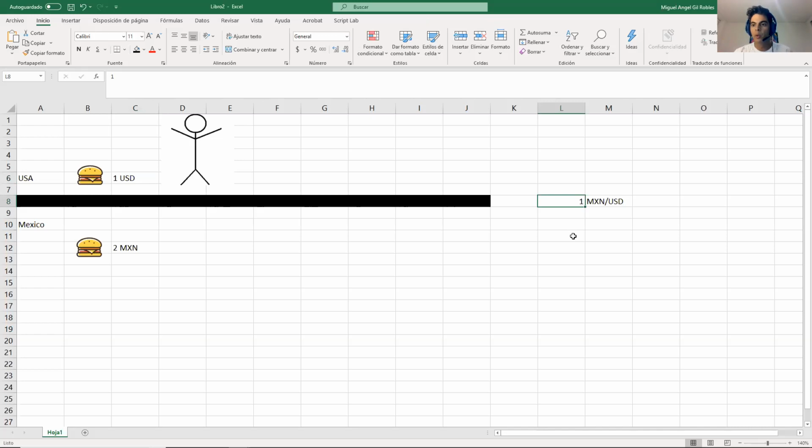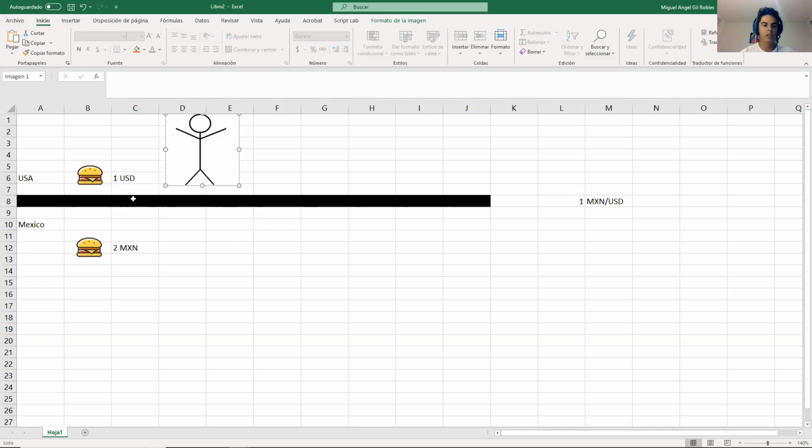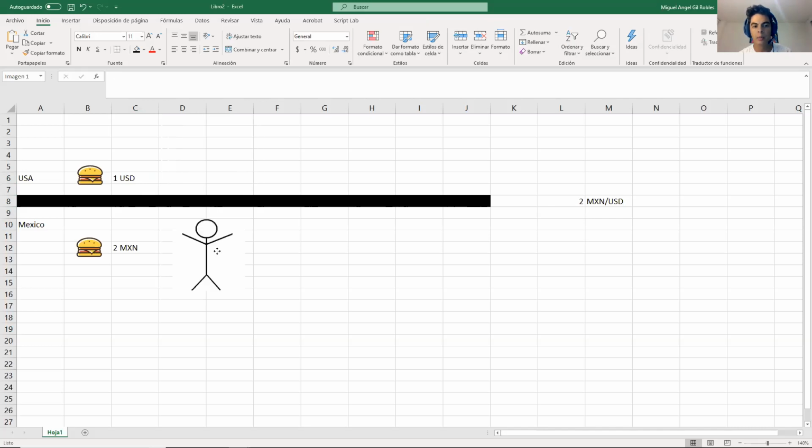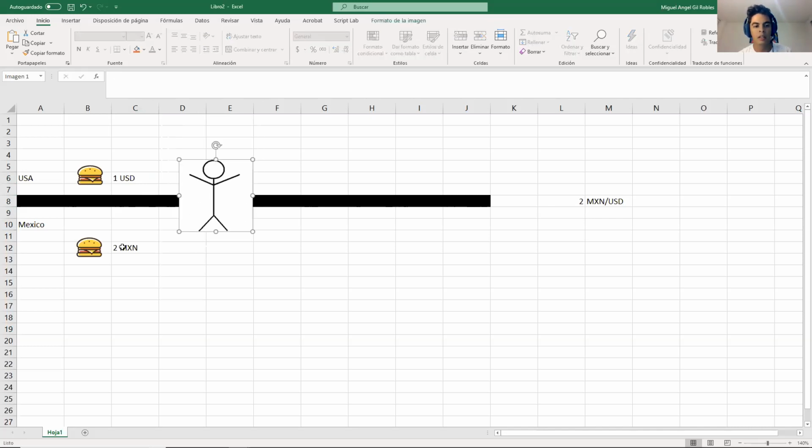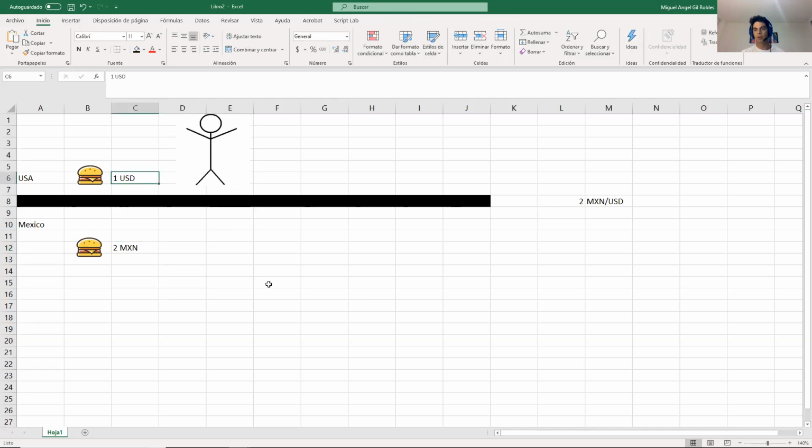What do you think will be the fair price for the dollar? If everyone goes to the US to buy the burger, the price of the dollar will have to increase because there is more demand for dollars. So probably the price will go up until 2 pesos per dollar. At 2 pesos per dollar, again, I don't care where I buy my burger. I can stay in Mexico and pay 2 pesos for one burger, or I can change 2 pesos for $1 and buy it in the US.